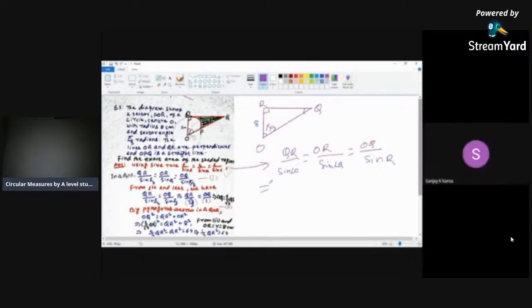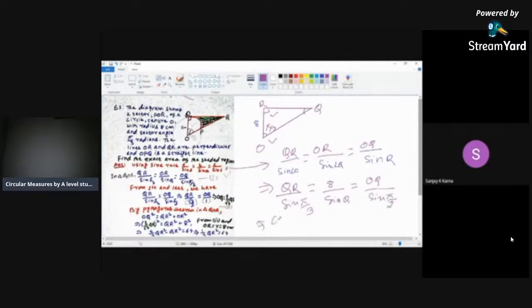And proceed to the next step now. So it will be QR by sine of angle O, which is pi by 3, so you can write here sine pi by 3. And then it is OR. You can either leave it as it is, or you can take OR as 8 centimeters, so you can write 8. And then sine angle Q. And then OQ, this side is OQ, so you can write OQ here. And then this is sine R. Angle R is 90 degrees, that means this is pi by 2 radian.